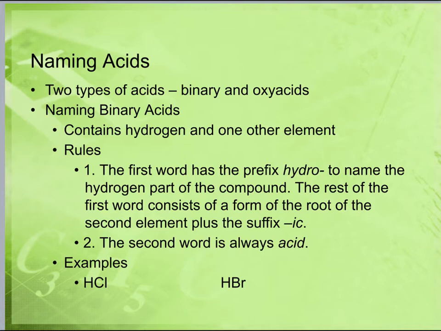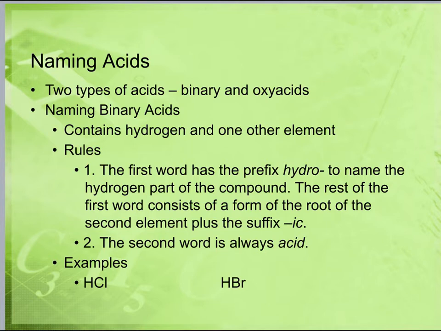There are two types of acids. We have binary acids and oxyacids. And so we'll start with binary acids because they're the simplest of the two. This is something that contains hydrogen and one other element, or a simple polyatomic ion, one without oxygen in it. So that's a simple definition of it.